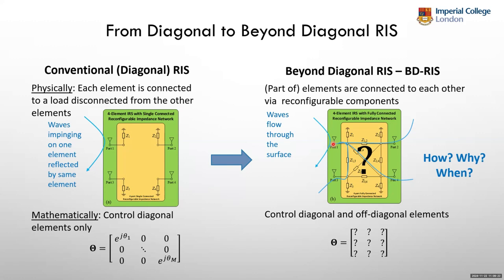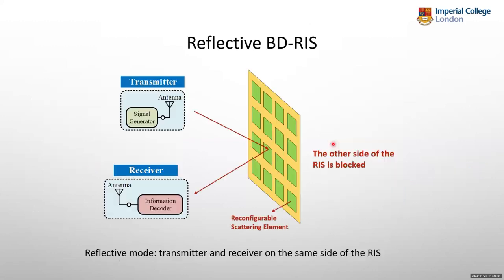And so the main question is, okay, what kind of architecture can you come up with to do that? Why would you do that? And when does it make sense to do that? Right, so I will start with the reflective case. So here I have just a surface, a RIS. I have a transmitter and receiver, and they're located on the same side of the RIS. So the wave would be completely reflected by the RIS.